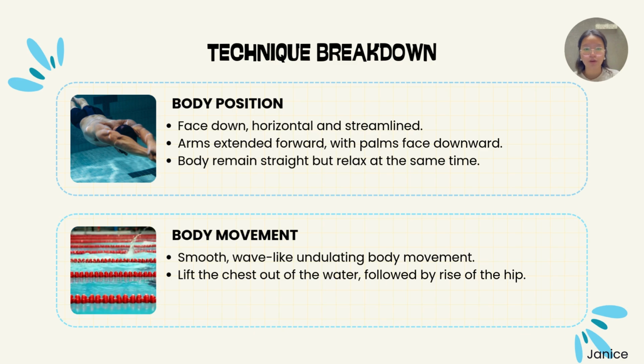Next one is the body movement. A smooth wave-like undulating body movement is needed in this butterfly stroke. To have this smooth body movement, we should lift the chest out of the water, followed by the rise of the hip. As you can see in the video, the swimmer first lifts the chest out of the water, followed by the rise of the hip, so that they can have the correct body movement of this butterfly stroke.